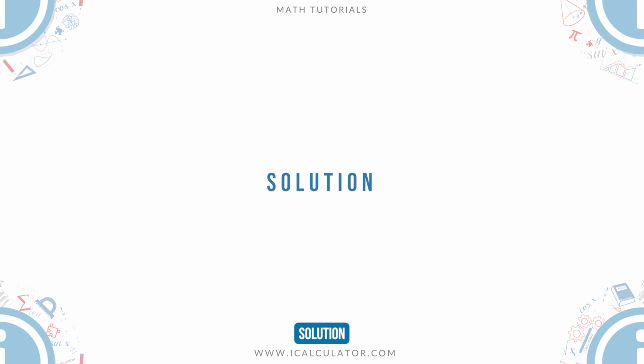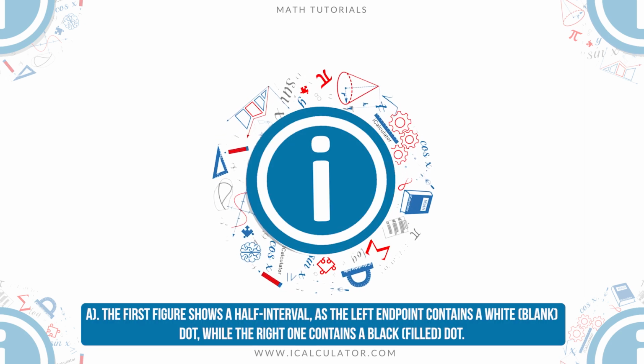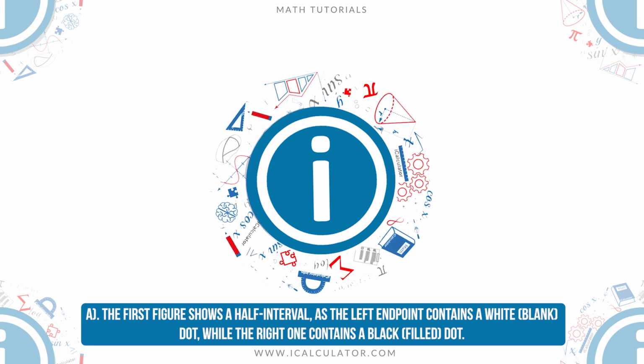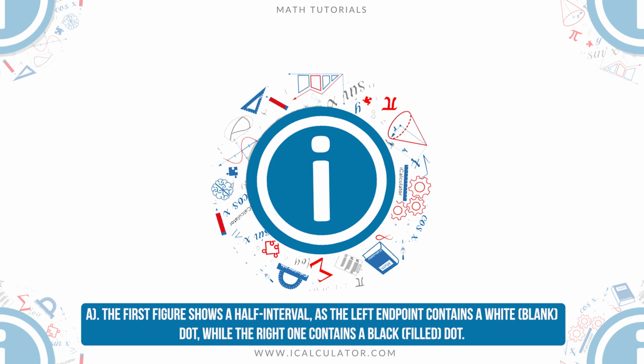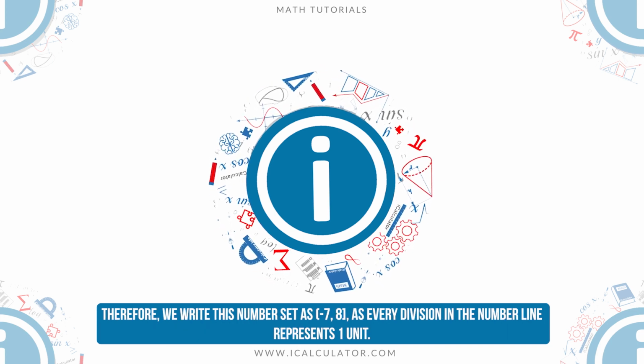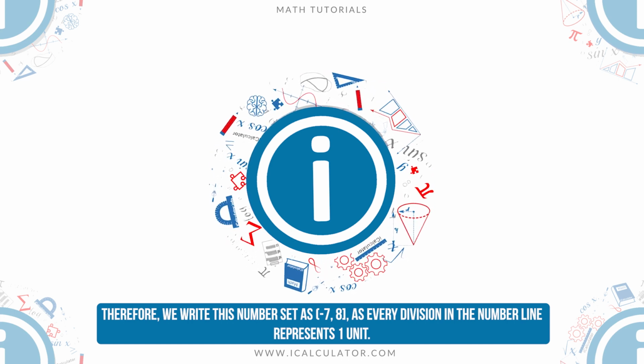Solution: A. The first figure shows a half interval, as the left endpoint contains a white, blank, dot, while the right one contains a black, filled, dot. Therefore, we write this number set as (-7, 8], as every division in the number line represents one unit.